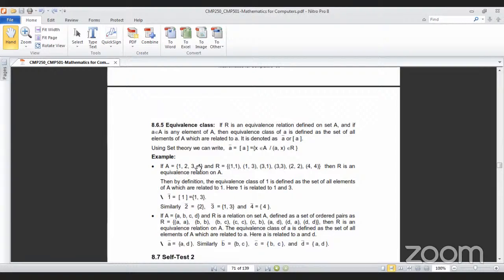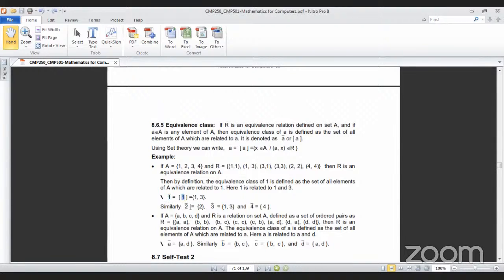A equals 1, 2, 3, 4, and I am taking this as my relation. R is an equivalence relation. They have said it. Now you need to find the equivalence class of 1, equivalence class of 2, equivalence class of 3 and 4. So let's talk about the equivalence class of 1. Now what all elements of 1 are there? You can see 1 is taken when only 1 3, because these both are same, so only 1 3 is there, so one element is there.